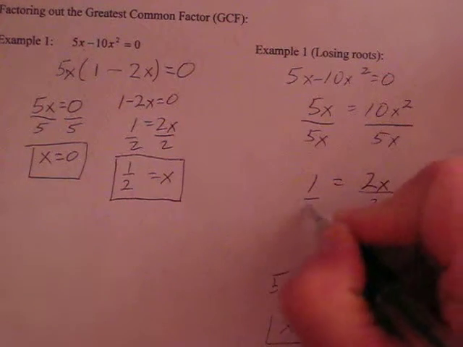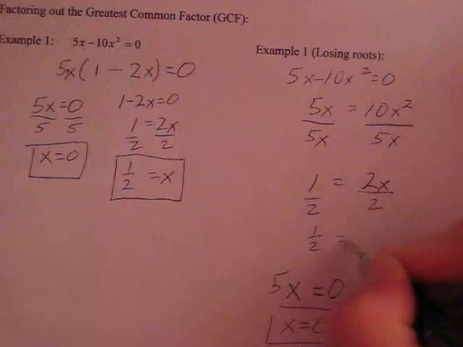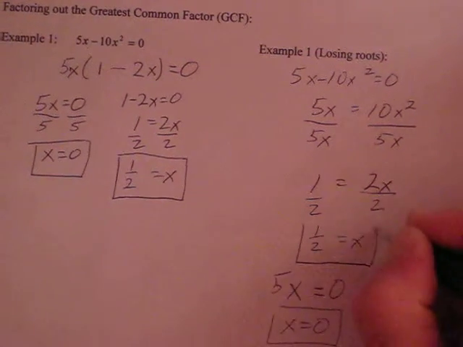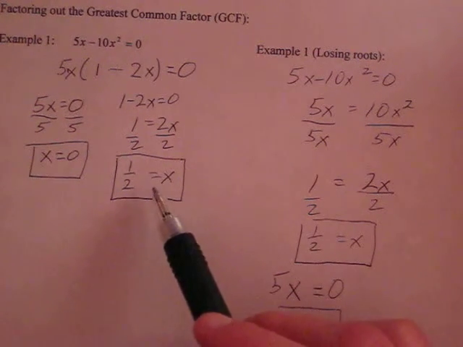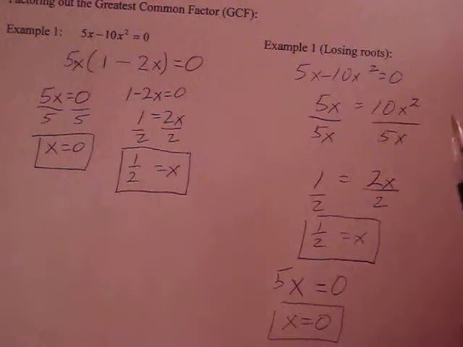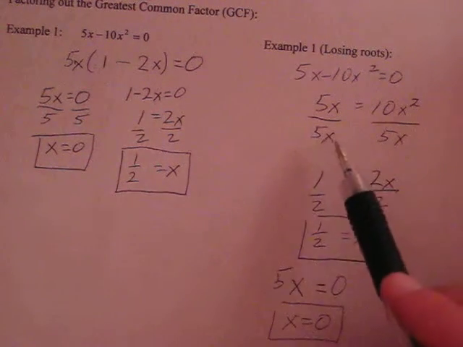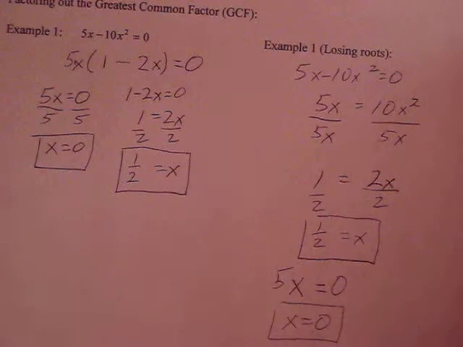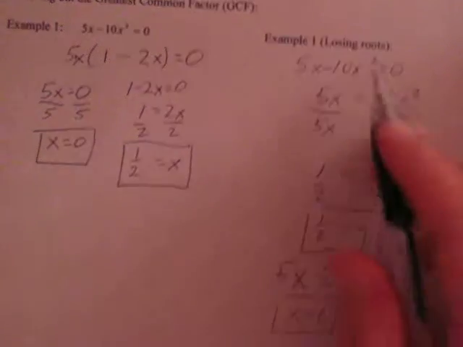Now if I divide this by 2, then I'm going to get 1/2 equals x, which, as shown in our previous example, is one of the other answers. Now, both of these are valid methods of solving the equation, but you have to make sure that you go back and you find the root that you divided out. And it's always going to work out that that root is going to equal 0. That's the method that's referred to as losing the roots.